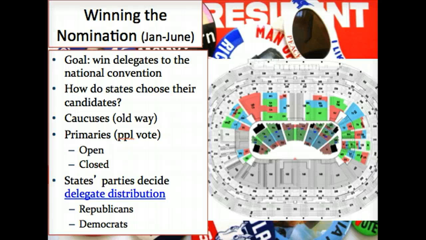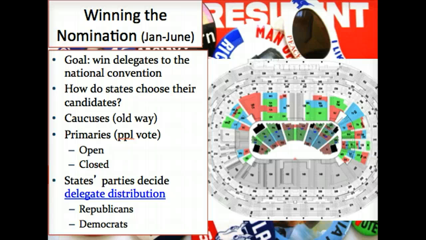How do you win the nomination? The goal is to win delegates that will support you and go to the national convention to vote for you. Okay, the national convention is a large event where delegates gather to formally select the party's candidate for the general election. Okay, so the whole idea behind primaries is to get people to show up to the Democratic or Republican National Convention and support you.